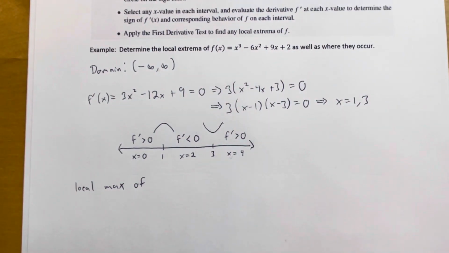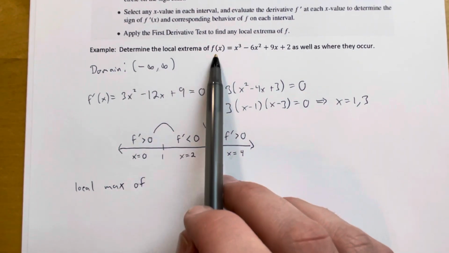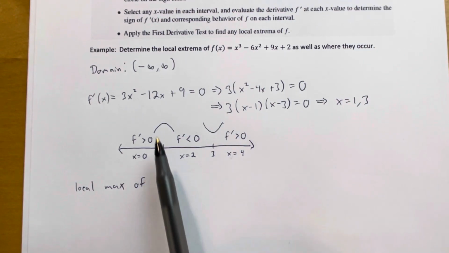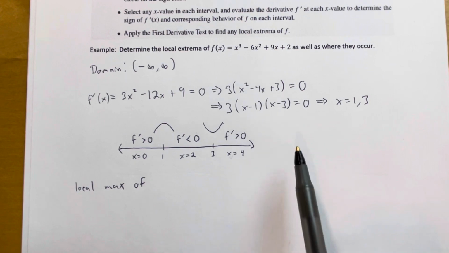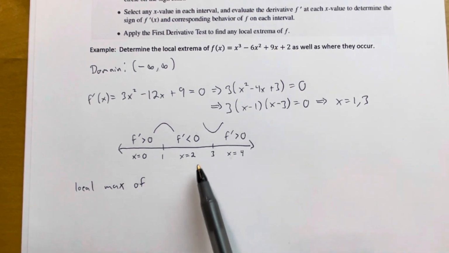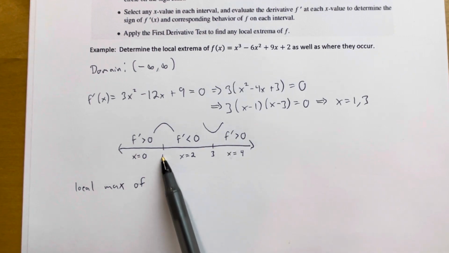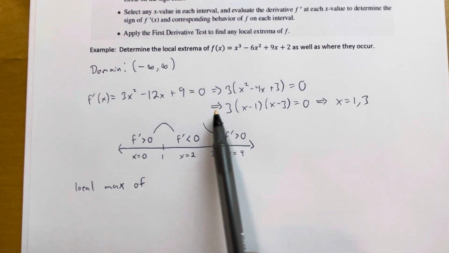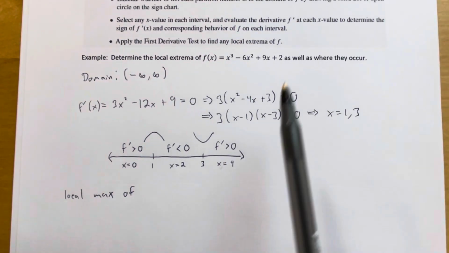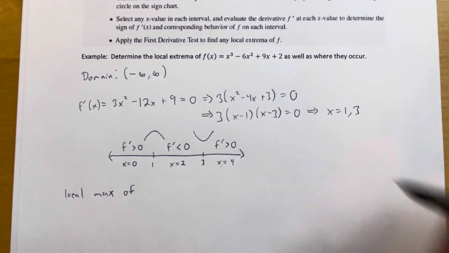We need to know what this is equal to exactly. Because notice it says determine the local extrema of this function as well as where they occur. 1 is where this local maximum occurs. But what it is equal to is whatever I get from plugging 1 into this function. So let's do this mentally. If I plug 1 into, sorry, not the derivative, but the original function up here, let's actually do that.